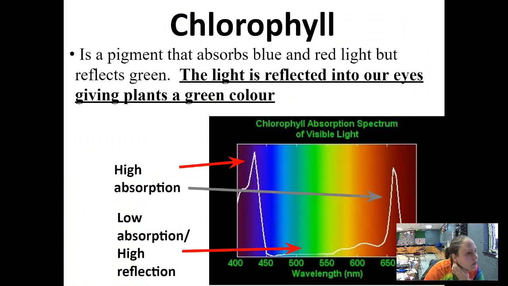So chlorophyll is a pigment that absorbs blue and red light but reflects green. The light is reflected into our eyes, giving plants a green color. So it has high absorption from purple to blue, and then low absorption, which is reflected in the green, and then it goes on for yellow and red to go back up to high absorption.